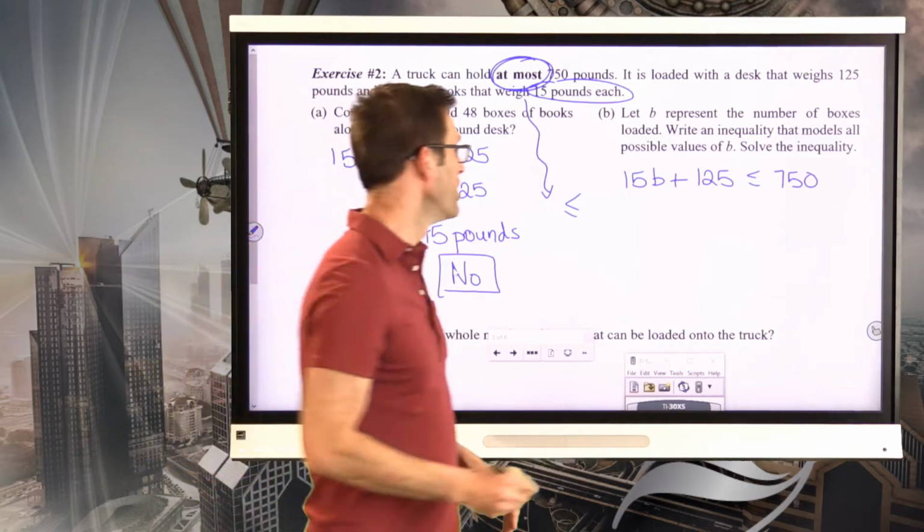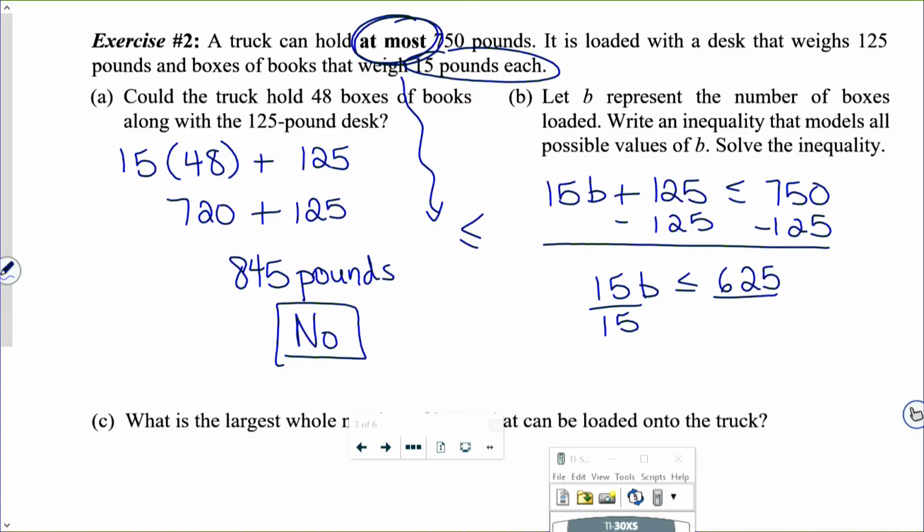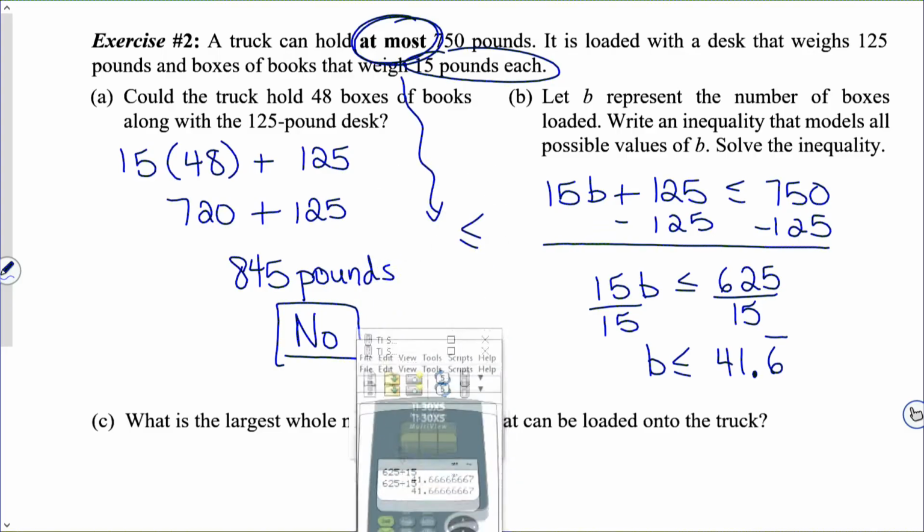Let's solve it. Nice two-step inequality. Let's subtract 125 from both sides. That's going to give me 15 times B is less than or equal to 625. No need for a calculator there. But this time I think I'm going to want my calculator. Let's take this thing out, clear it, and do 625 divided by 15. And it looks like we got a repeating decimal there, so it looks like 41.6 with the 6 repeated.